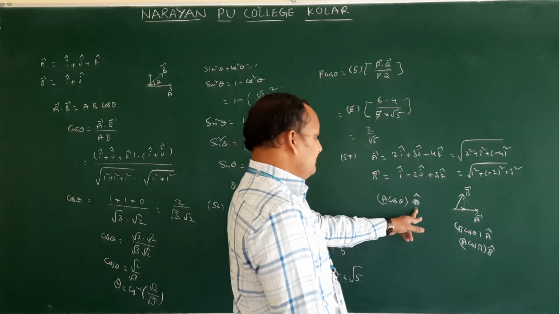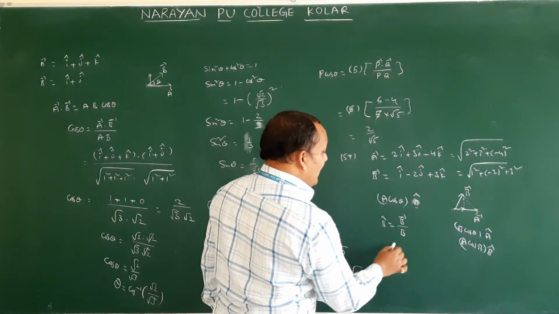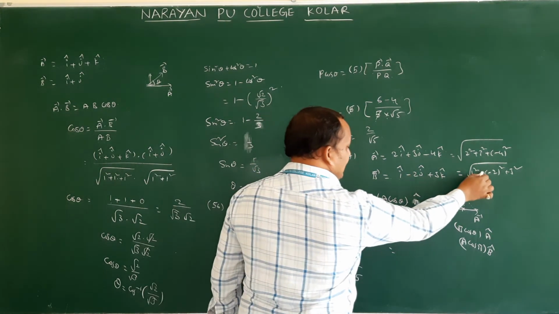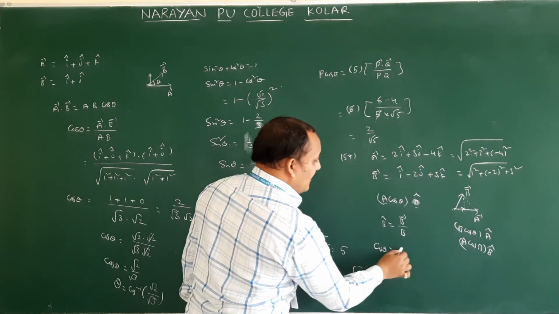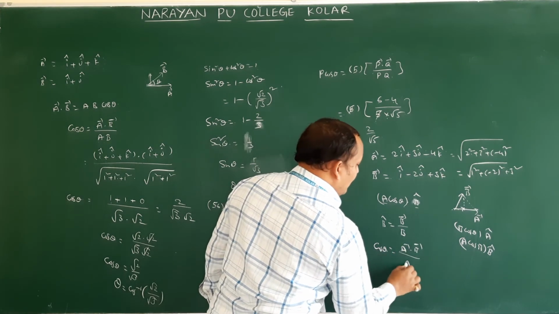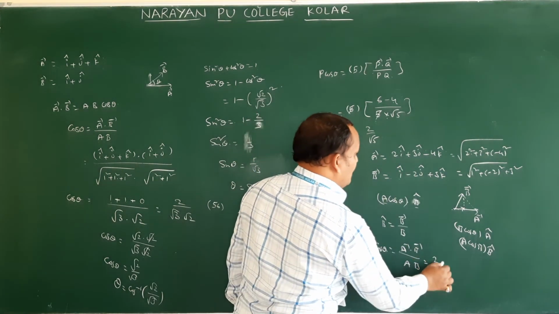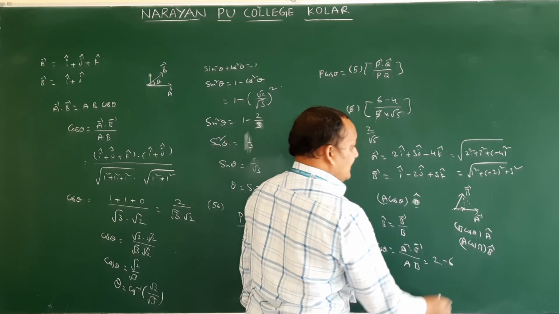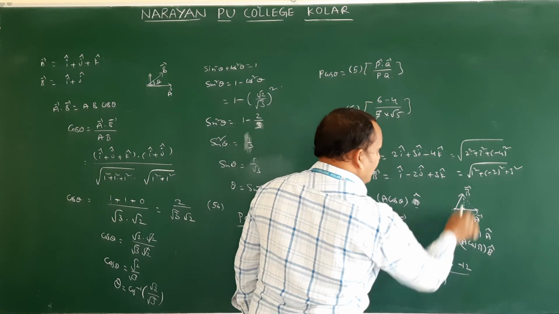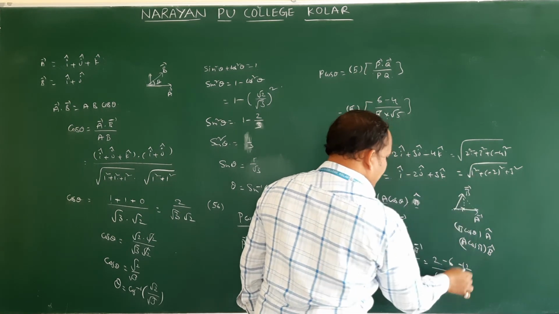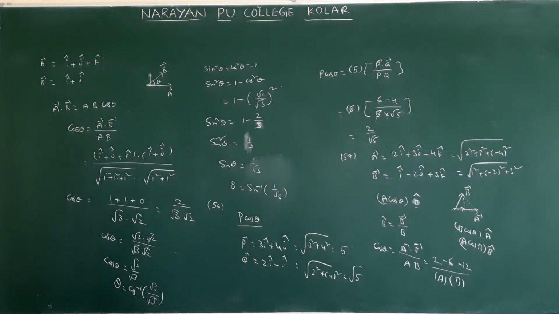B cap means unit vector. What is the B cap unit vector formula? B bar by B. What is B bar? This one. What is B? This one. So A is the magnitude of this one. Cos theta. Again cos theta, if you want to find, A bar dot B bar by AB. So A bar dot B bar means multiply these two. So 2 into 1, 2, 3 into minus 2, minus 6, minus 4 into 3, minus 12, divided by the A value, this one, and the B value, this. So if you substitute all this, you will be getting the answer. Try to do it, you will be getting.